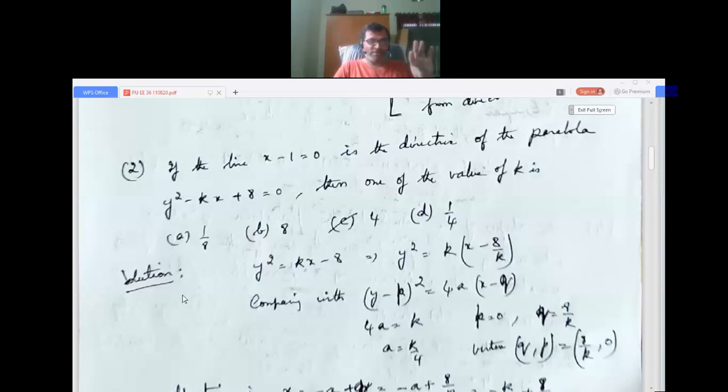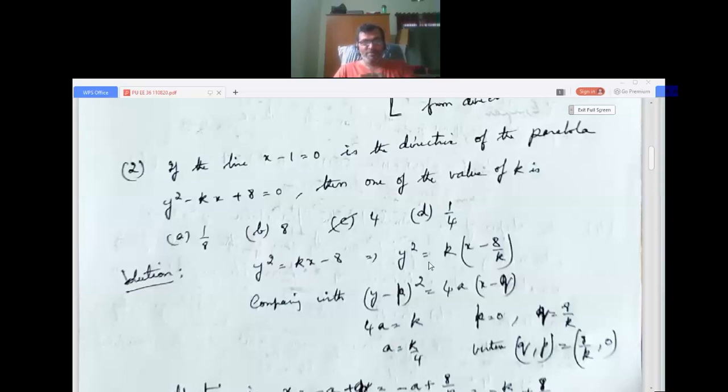If the line x minus 1 equals 0 is the directrix of the parabola y squared minus kx plus 8 equals 0, then one of the values of k is: a) 1 by 8, b) 1 by 8, c) 4, d) 1 by 4. Okay, we take this y squared equals kx minus 8 and write it in the standard form.